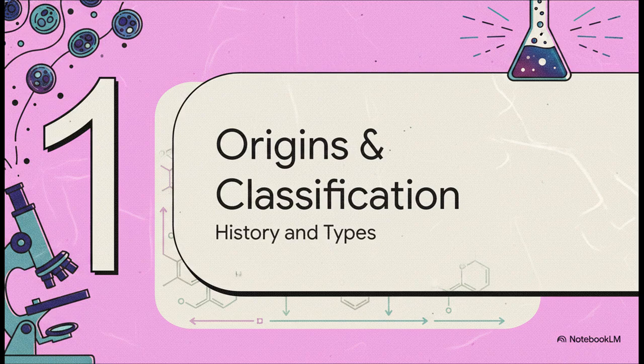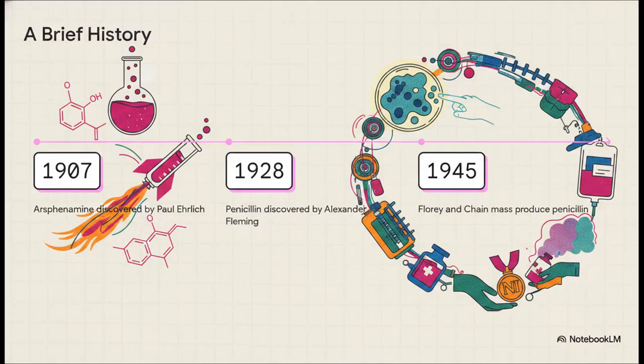Section 1. Origins and antibiotic classifications. To truly appreciate the weapons we use in the OR, we have to look back at where they came from. The very word antibiotic actually stems from Greek roots meaning against life, specifically the life of pathogens. The modern era of these incredible drugs really kicked off back in 1907. That's when Paul Ehrlich discovered Arsphenamine. He was looking for a magic bullet that could specifically target syphilis without killing the patient. It was a massive breakthrough.